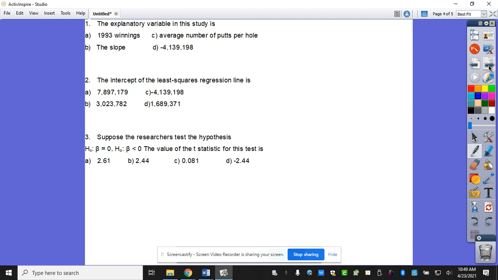So explanatory variable is what? Average number of putts per hole, we just talked about that. The intercept is what? They want to test the given hypothesis. The value of the test statistic for this test. What's our equation for that, in general?